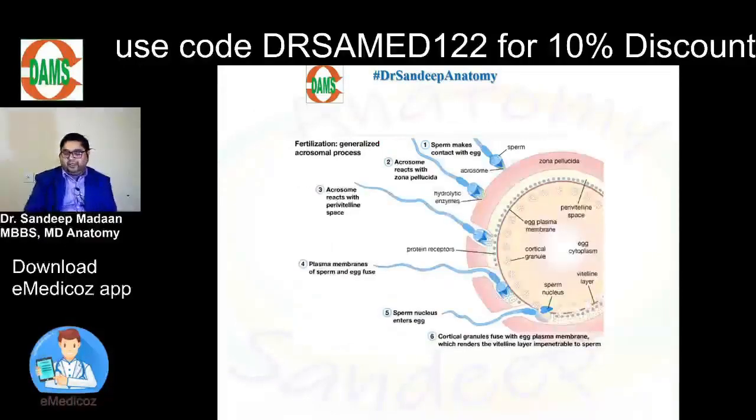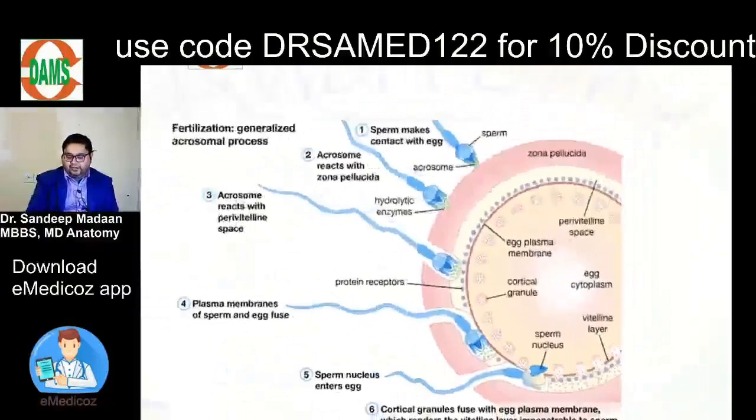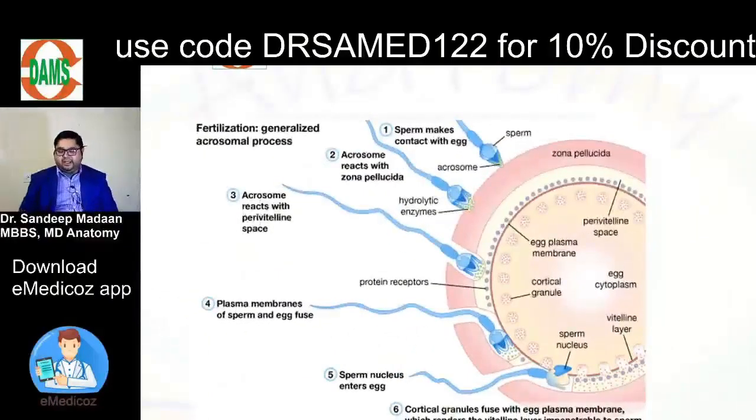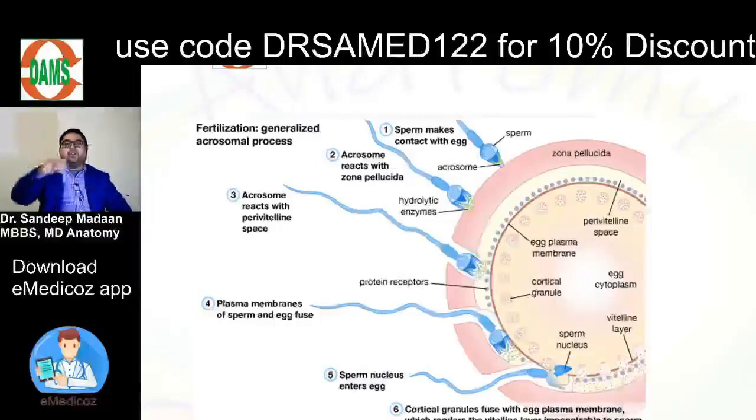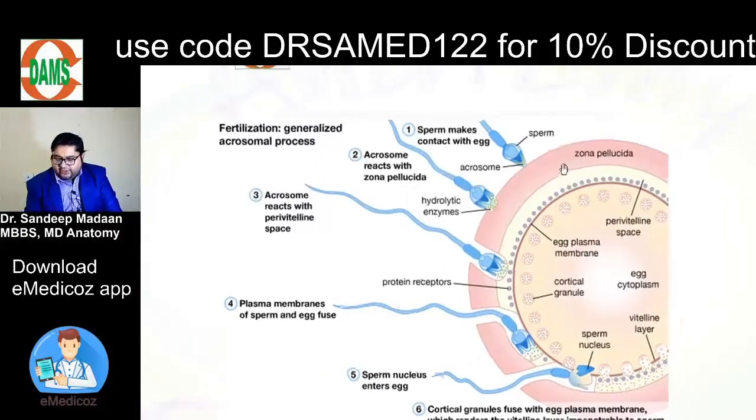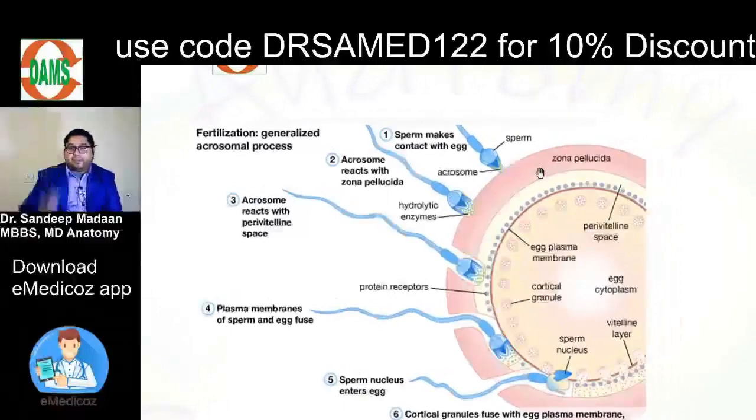Now, let me describe the stage of fertilization. What happens here? Please be with me, understand. As I told you, so many spermatozoa are coming and they are reaching the site of fertilization. What is the site of fertilization? Ampulla of the fallopian tube, right? Now this spermatozoa will first cross the layer of corona radiata. After corona radiata is done, they will reach the zona pellucida, and zona pellucida is a glycoprotein membrane.